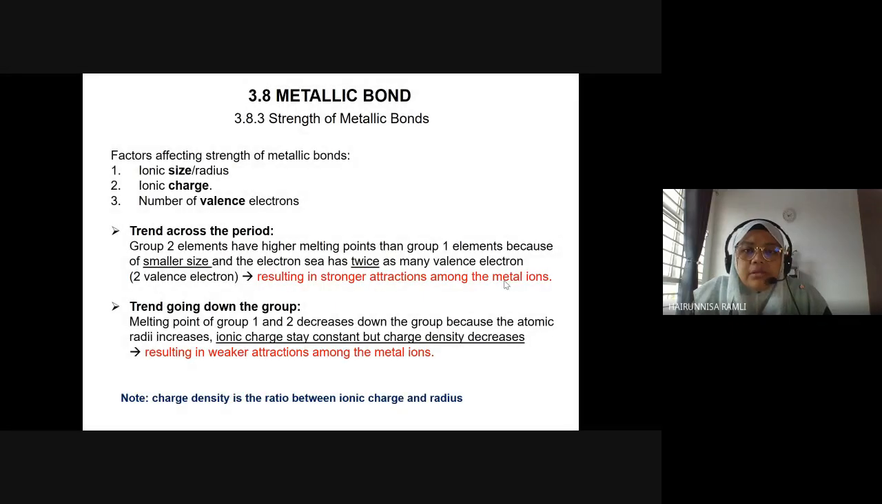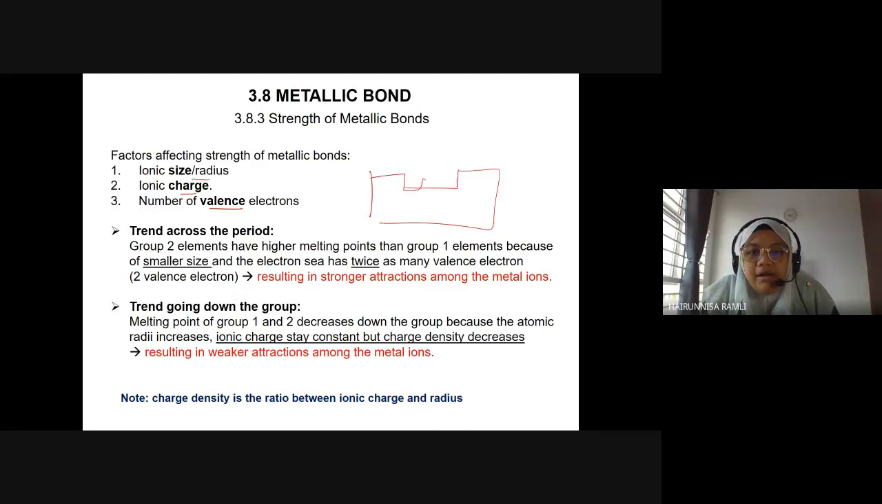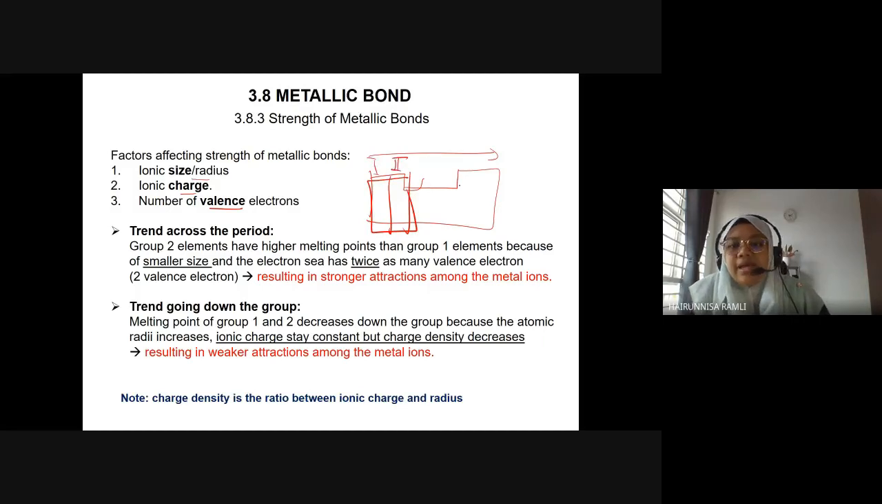Okay, so now we move to the strength of metallic bond. Okay, so for the metallic bond, okay, so ada factors affecting strength of metallic bond, ada tiga. Ionic size or radius, ionic charge, and also the valence electron. So trend across the period. So basically across the period, okay, kan you belajar, across the period. So basically sebenarnya untuk metallic bond, across the period tu adalah group 1 and group 2 saja. Sebab yang lain bukan metal kan.